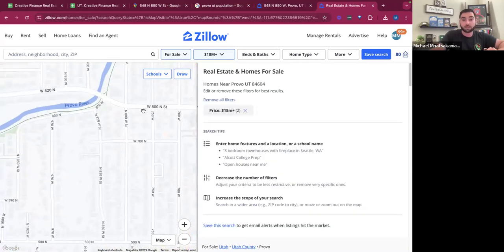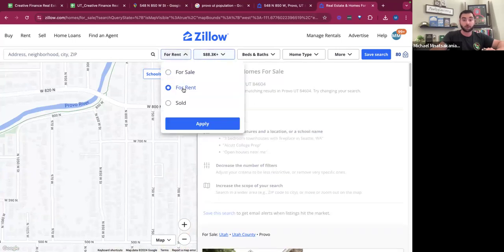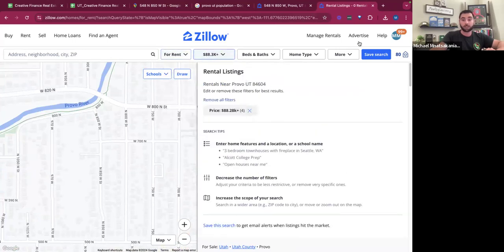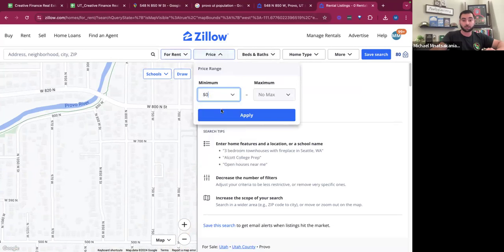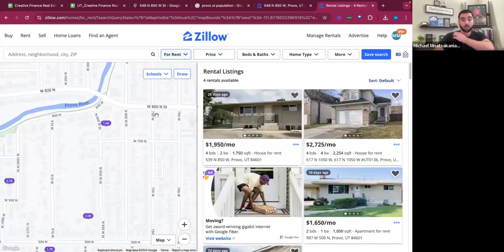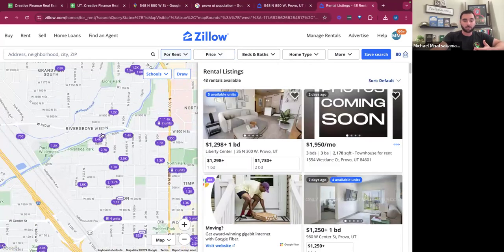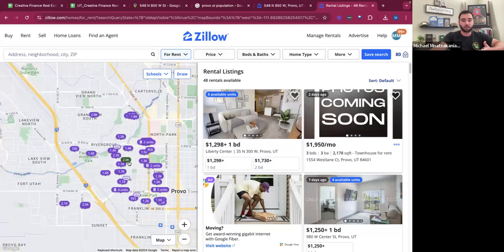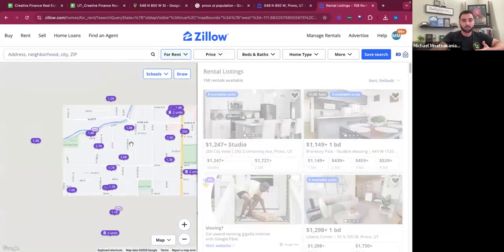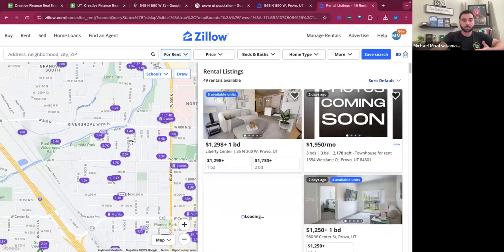So it's this area. Now what we're going to do is look up rentals. So we're going to change from for sale to for rent. We're going to get rid of all these filters because we want to see everything. We don't want anything minimized. If there's a lot of rental comps, and I would say in this area, I'd put the bedrooms, the bathrooms and all that. There isn't a ton of rental comps to look at. So let's just see what there is around here and what size they are.